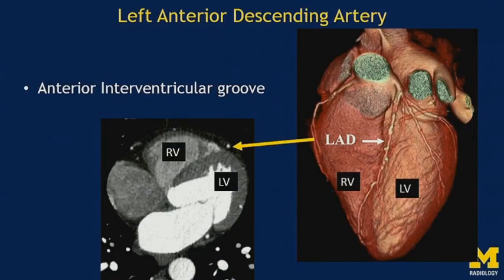Starting off with the left anterior descending artery, the hallmark is that this artery resides in the anterior interventricular groove, which you can see both on the axial images here, so between the right and the left ventricles anteriorly, and on the volume-rendered image here. So here is our LAD.